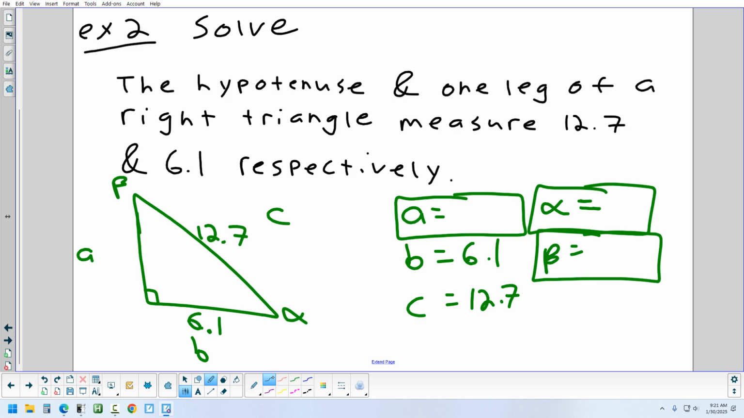You could do cosine of alpha equals 6.1 over 12.7. Okay, so we can set it up to solve for the angle. I'm going to come back to solving for the angle, but yes, we could definitely use cosine to solve for alpha. How about A? Yeah, use the Pythagorean theorem. Okay, last time I wasn't okay with that, but how come this time you think I'm going to be okay with using it?